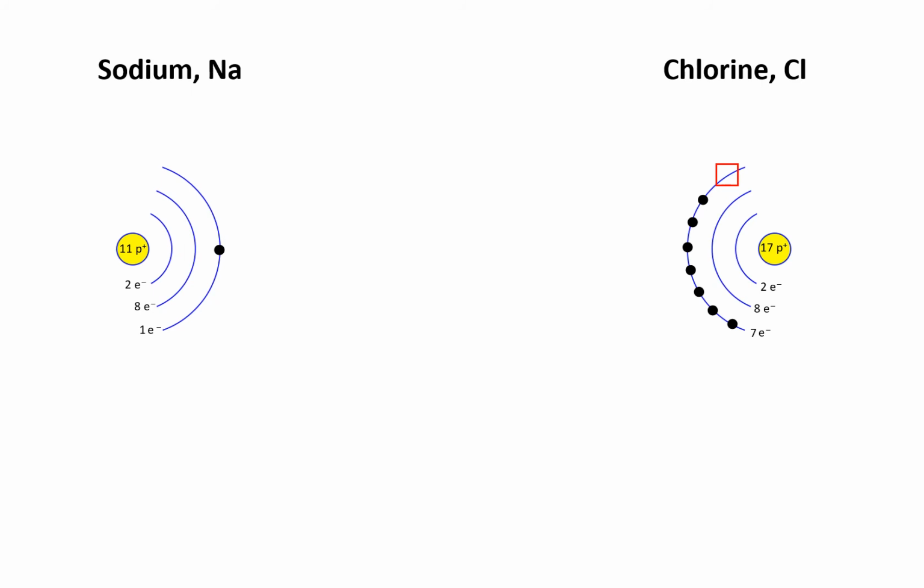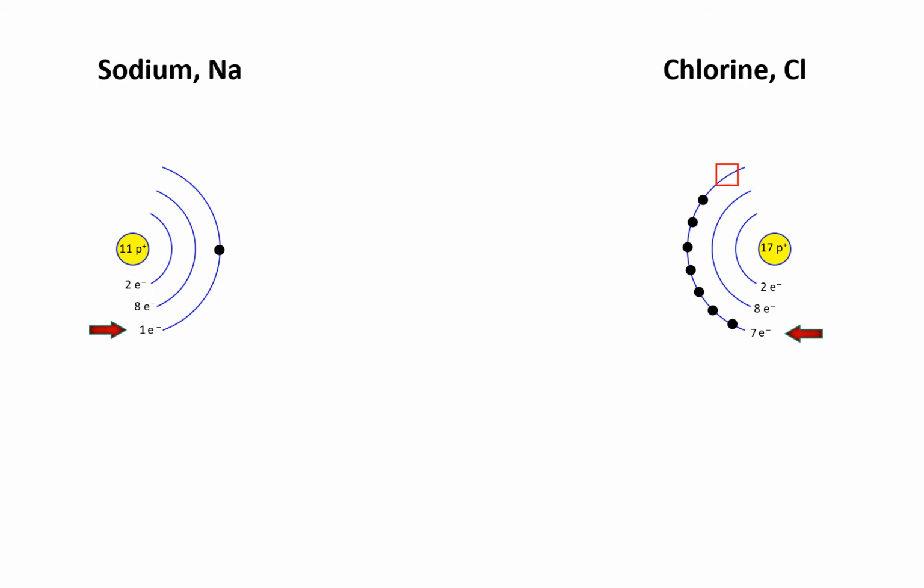Start out by drawing the simplified atomic model for both elements. As a group 1 element, sodium has 1 valence electron, and as a group 7 element, chlorine has 7 valence electrons. During a reaction between a metal and a nonmetal, an exchange of electrons takes place where the end result is an outermost stable shell for both atoms.